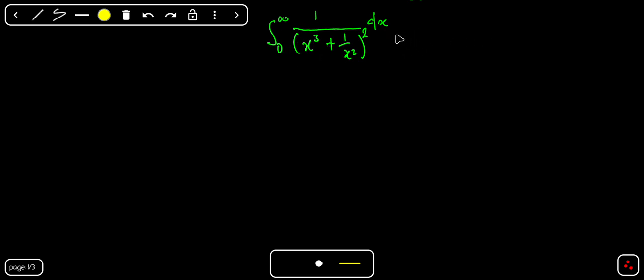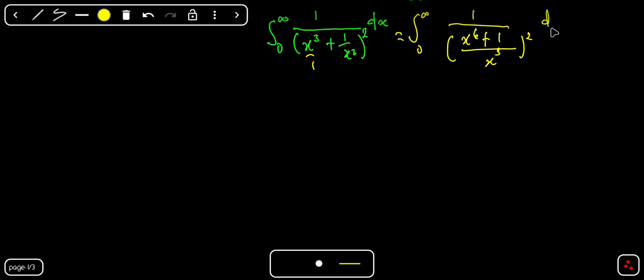All right, so let's start solving. The first thing is to simplify the denominator completely. If we do that, we have the integral from 0 to infinity of 1 over, the LCM here will be x cubed. So if we divide x cubed by 1, that's going to give us x cubed. So x cubed times x cubed is going to give us x raised to the power of 6. Then plus x cubed by x cubed gives us 1. So if we multiply by 1, we're going to have 1. Then raised to the power of 2, then we have the dx.